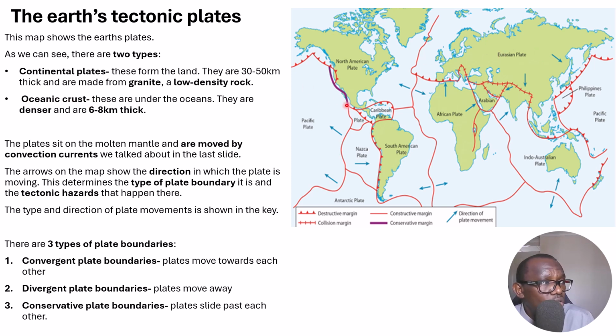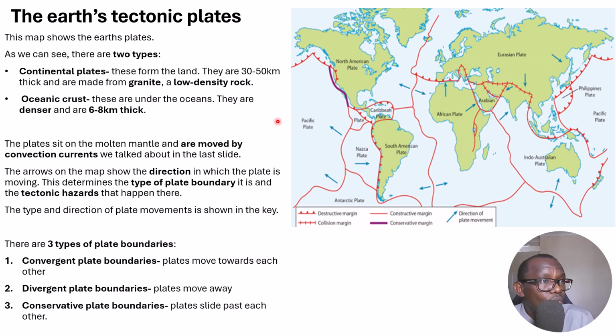The oceanic crust obviously is forming under the oceans. So examples here would include the Pacific plate that you can see here, and the Nazca plate, and so on. And these are a lot denser than the continental plates and are 6 to 8 meters thick.